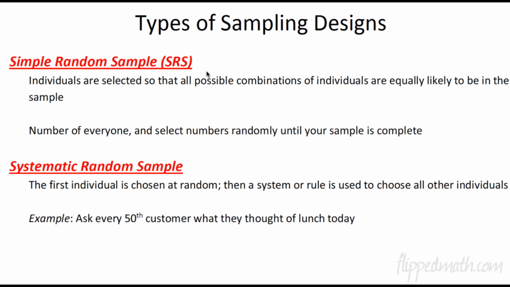Another approach would be a systematic random sample. We do this where the first individual is chosen at random and then you use a system or rule. So maybe we select a customer at a store randomly and ask, what did you think of lunch today? And then we ask every 50th customer. We watch them go through, what did you think of lunch today? The 50th customer. And we're counting. So because there's a system or a rule, that's called a systematic random sample. You could do this at your school. Get a list of students and go down and just pick every 20th kid if you want to learn about your school. That would be a systematic random sample.